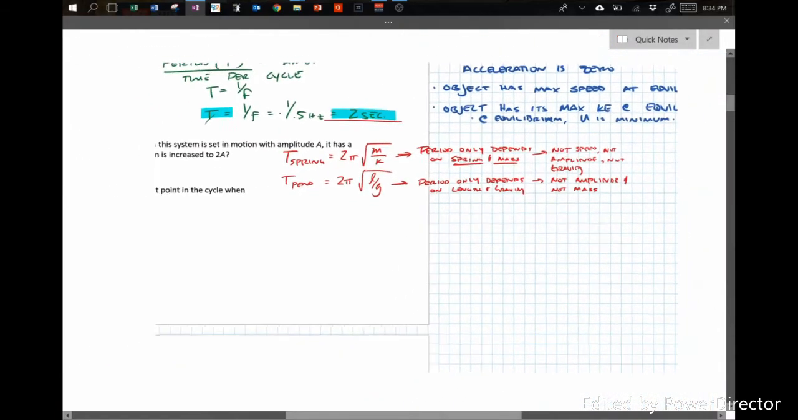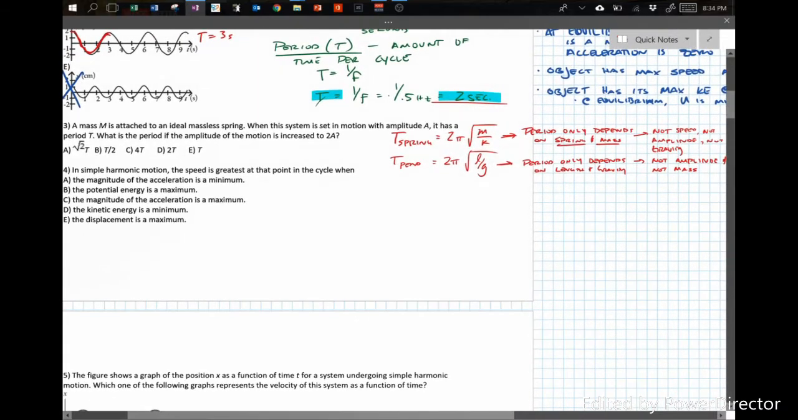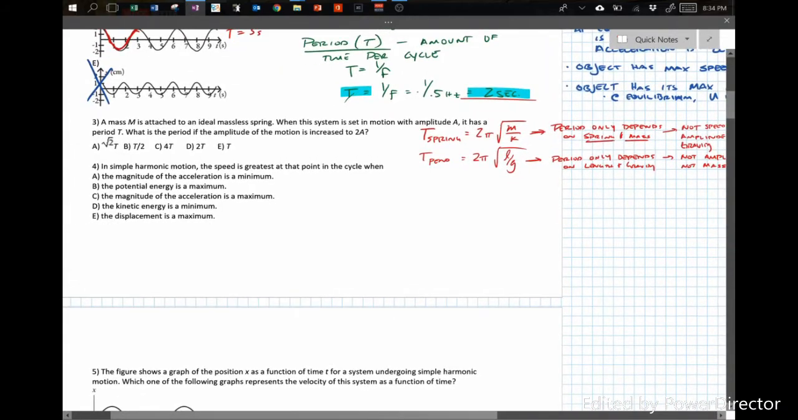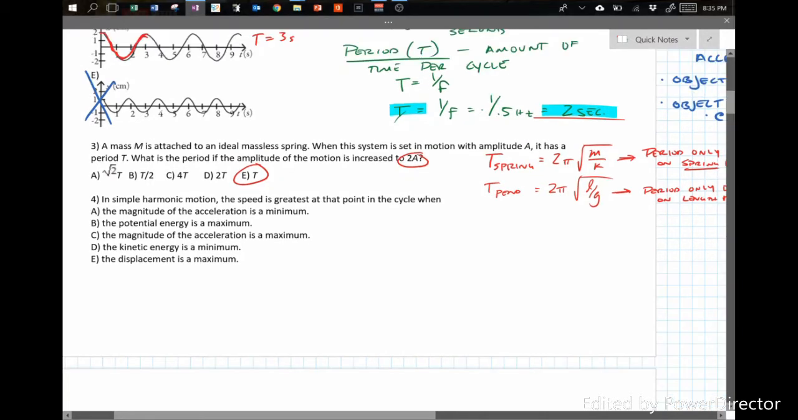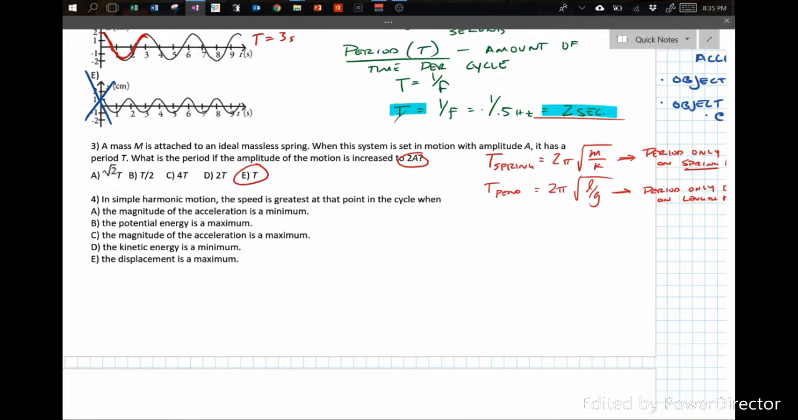So, if I have a mass on a spring and I increase the amplitude to 2A, that's going to do nothing to my period. That remains the same. It's completely unaffected by the amplitude. Number 4, in simple harmonic motion, the speed is the greatest at that point in the cycle when?